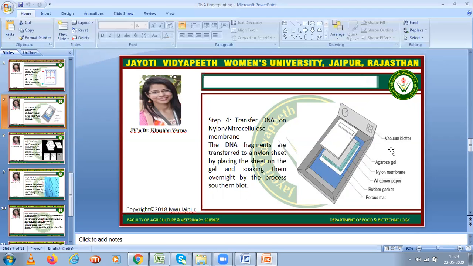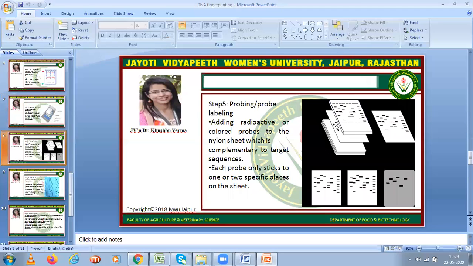Here is the vacuum blotter, and this is the agarose gel. Below the agarose gel is the nylon membrane, then Whatman paper, then rubber gasket, and lastly the porous mat. So this will be the arrangement for the transfer of DNA onto the nylon or nitrocellulose membrane. Next step is probing or probe labeling.